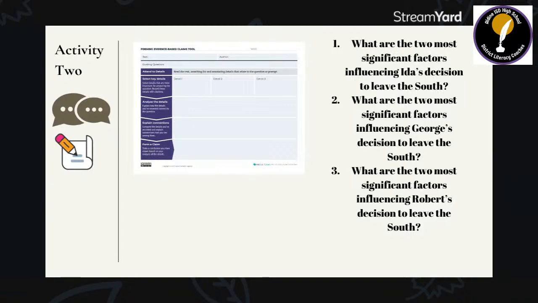This is the first time that students use a Forming Evidence-Based Claims tool in this unit, so teachers might identify and cite a few key details from the text, then model the tool's scaffolded process. If this is the first time the Forming Evidence-Based Claims tool is being used, teachers might consider modeling its use for one of the focus figures, either Ida, George, or Robert, before turning the task over to the groups. They might display a Forming Evidence-Based Claims tool and use it to model how to form an evidence-based claim about the two most significant factors influencing Ida's decision to leave the South.